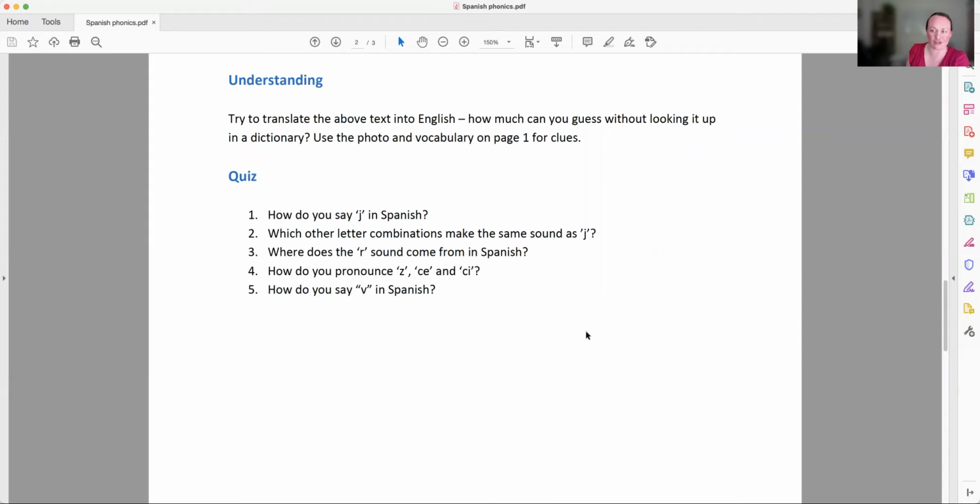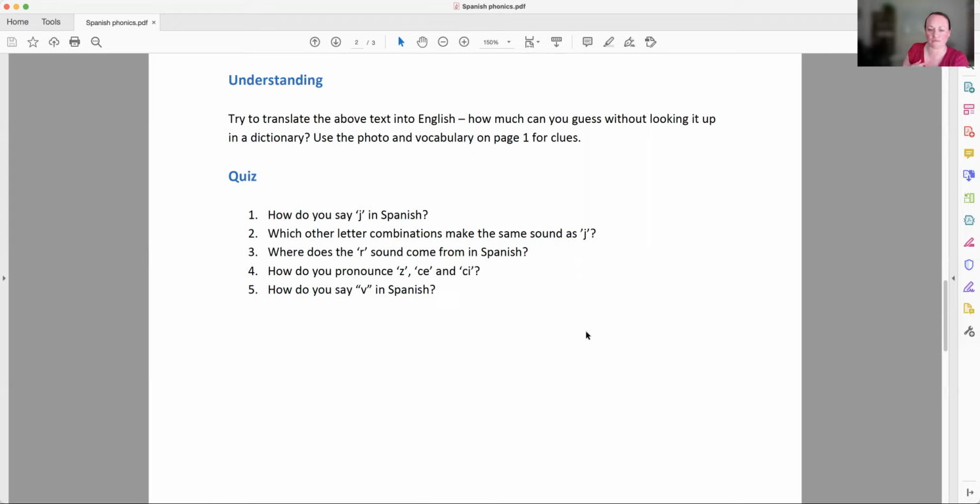How do you say J in Spanish? So if a word has the letter J in it, how do you pronounce it? The answer is ch. So remember, there's no English equivalent, but it comes from the back of your throat. It's like a really hard ch sound.